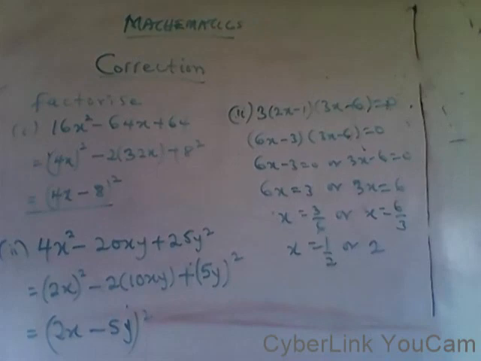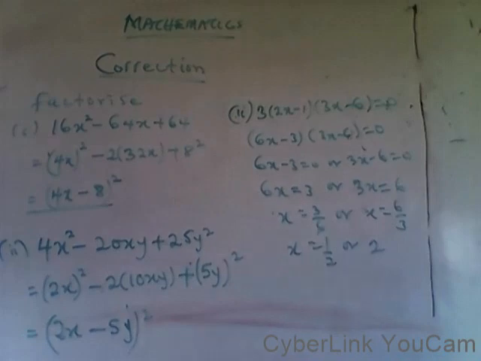Inshallah, we are going to continue from where we stopped in our last class. But before we start today's topic, we're going to do the correction to the assignment I gave to you in the last class. So the correction is written on the board. For question 1, you are to factorize 16x squared minus 64x plus 64.